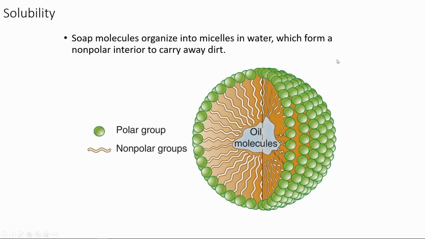Each individual circle and string here is one of those soap molecules, and they're all going to orient themselves in such a manner that they form a ball. On the outside of the ball, we'll have all of our water molecules interacting with the polar groups. And on the inside, shielded from all of that polar hydrogen bond and dipole-dipole interactions, we have all of our nonpolar groups that are interacting with the oil molecules. So it's in this way that soaps get to carry away oils and dirts and dissolve them into water.